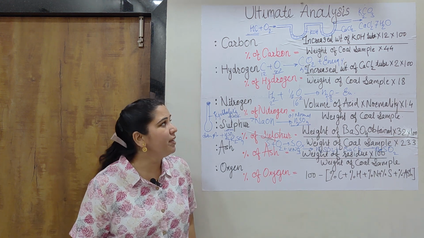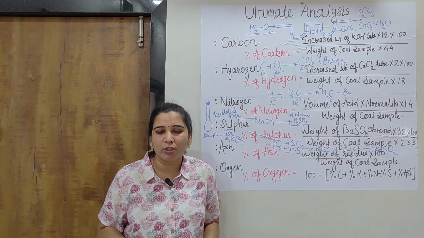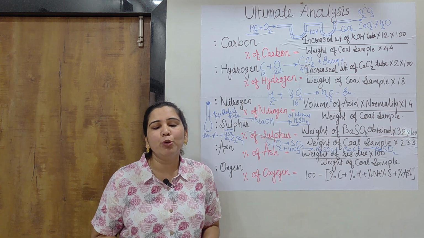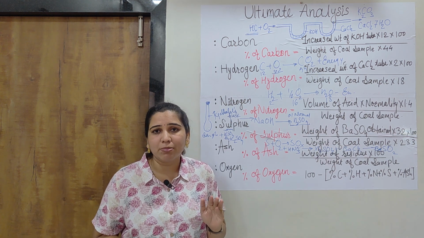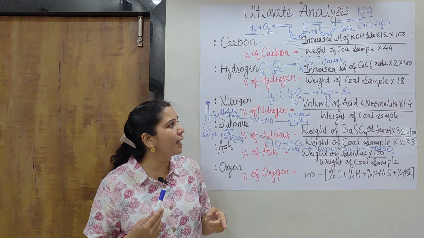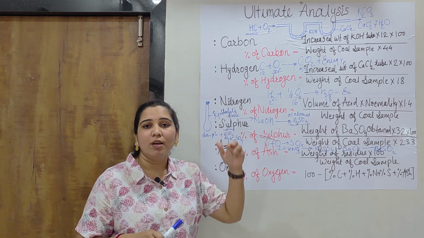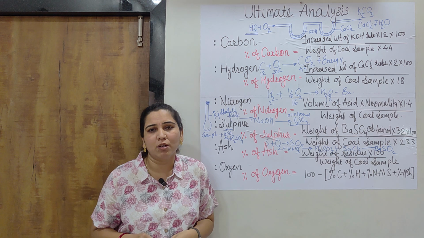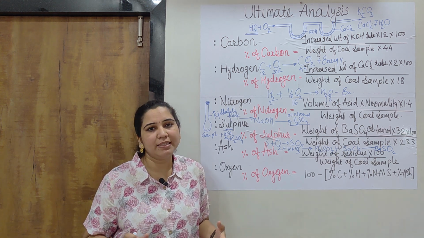Okay, so in this way we have studied today the ultimate analysis of coal. This is very important. From the exam point of view, it will be asked for 5 to 7 marks, while sometimes it can be asked in bits, like calculate only carbon and hydrogen, calculate only nitrogen, calculate only sulfur, or calculate any two of these ingredients, and at the same time write its significance.